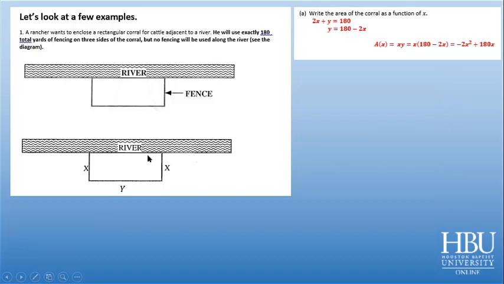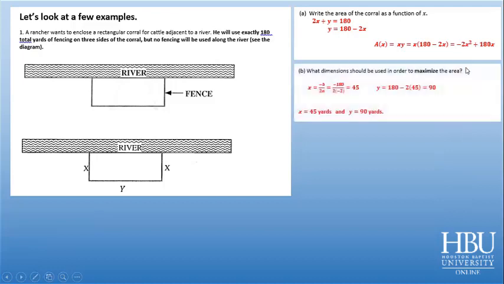The area of this rectangle is x times y, but if we substitute 180 minus 2x for the y, we get that the area as a function of x is x times 180 minus 2x in parentheses. If you multiply that out and rearrange the order of the terms, you get minus 2x squared plus 180x. This is a quadratic function then. If I want to know what dimensions should be used in order to maximize the area, there's that keyword maximize.